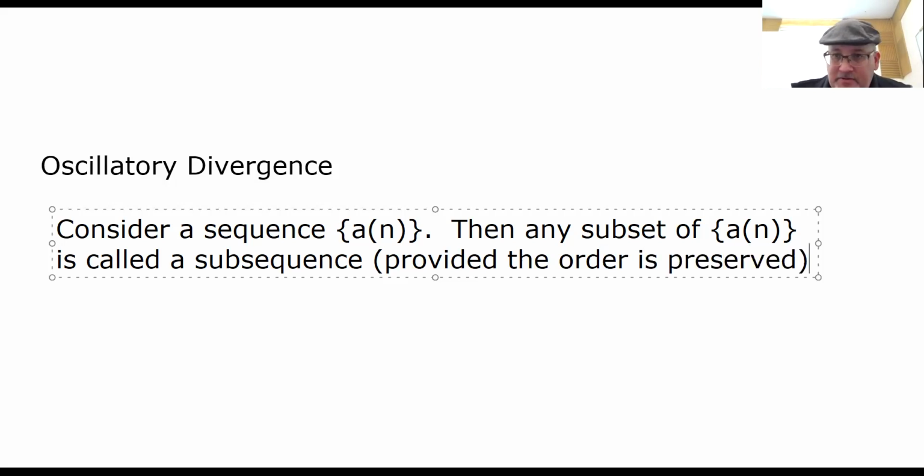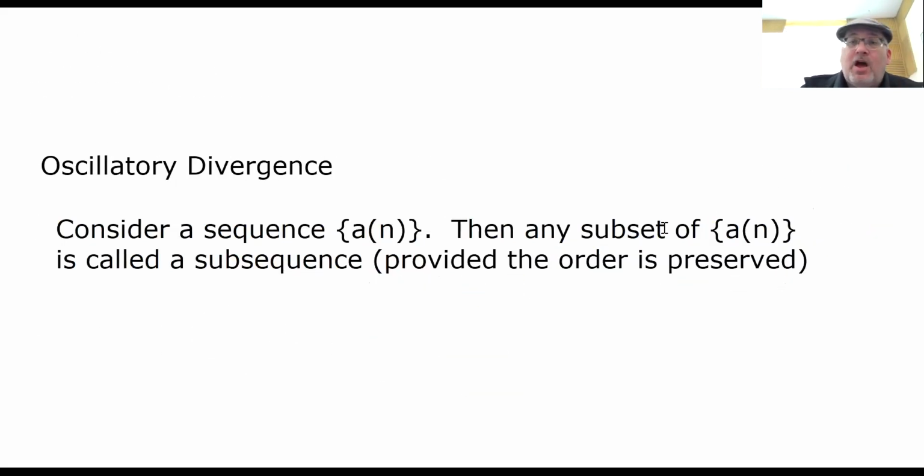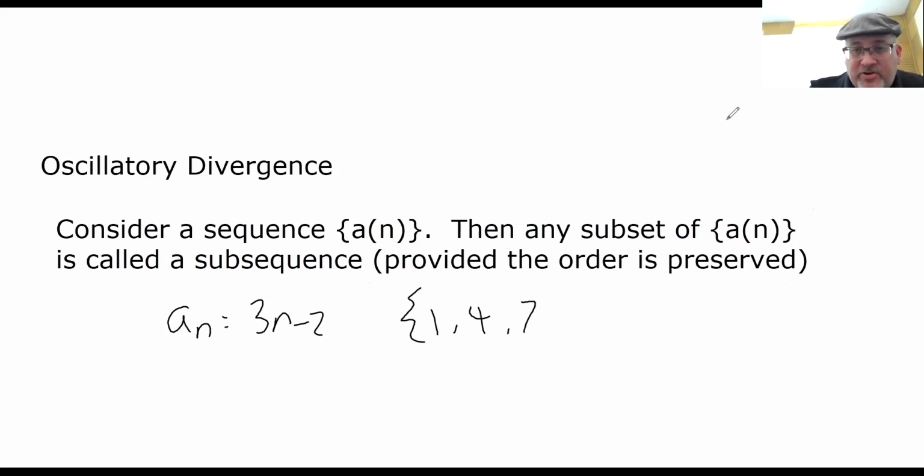What do I mean by that? That just means you can't rearrange the order of your terms. For example, let's take a real simple sequence, let's say a_n equals 3n minus 2. You've seen that before. So our sequence goes 1, 4, 7, 10, 13, 16. Yeah, that's right. Slope of 3.